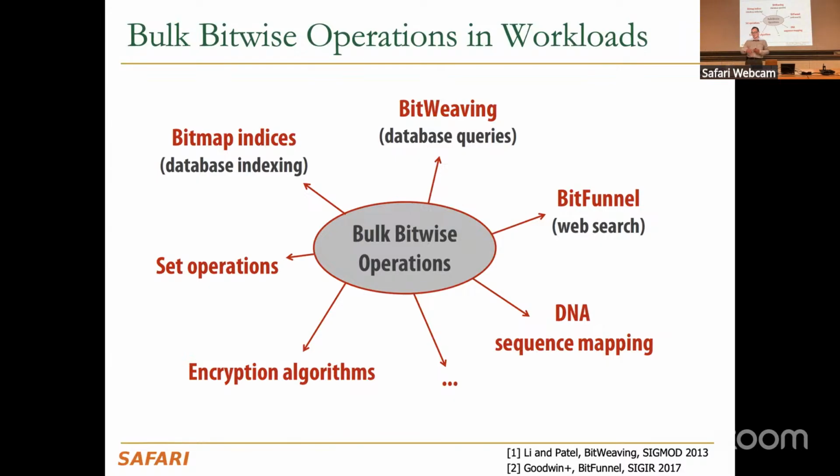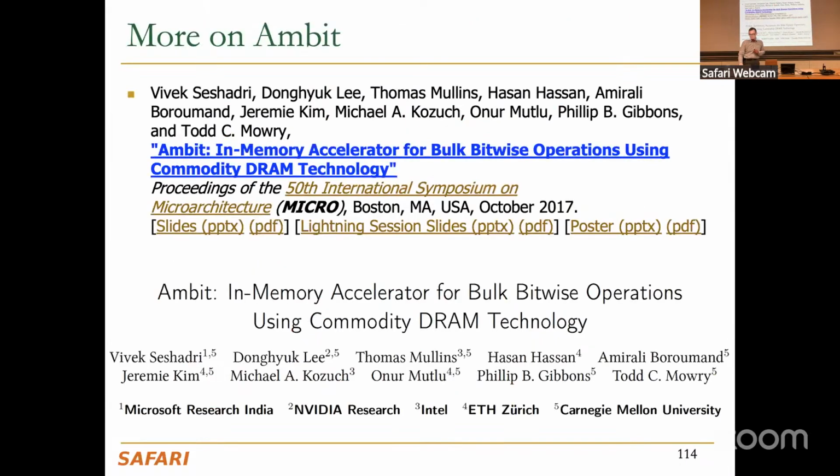But some algorithms are much more, let's say, amenable to acceleration because they're already designed in a bitwise manner, right? Microsoft, for example, had this BitFunnel web search engine, which is bitwise. Encryption algorithms, like homomorphic encryption, are designed very bitwise potentially, and you can take advantage of it, right? Set operations also, okay.